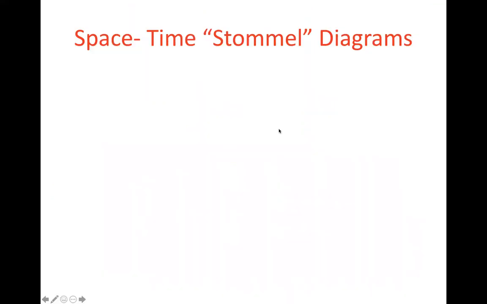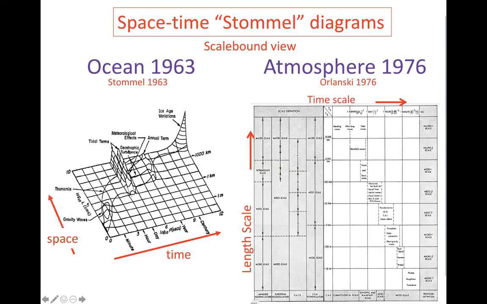We could also look at space-time, right? This goes back to what are called Stommel diagrams, because Stommel first proposed this for the ocean. So you have time here, space here, and there you have all kinds of different ocean features and structures that have different time scales, space scales. This is the scale-bound view, of course, of the ocean, and this was taken up by Orlanski in 1976 for the atmosphere, and he introduced this nomenclature. You've got macroscales, mesoscales, microscales, and each one has subdivisions, and so you can see over here all kinds of stuff.